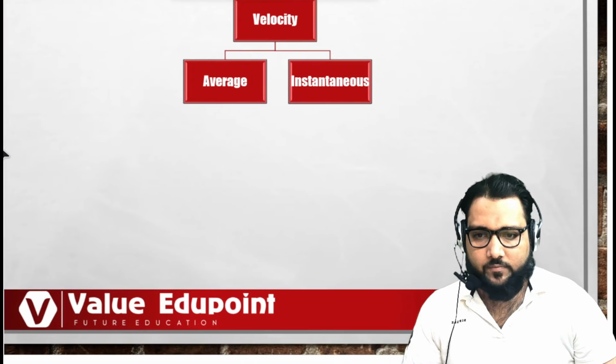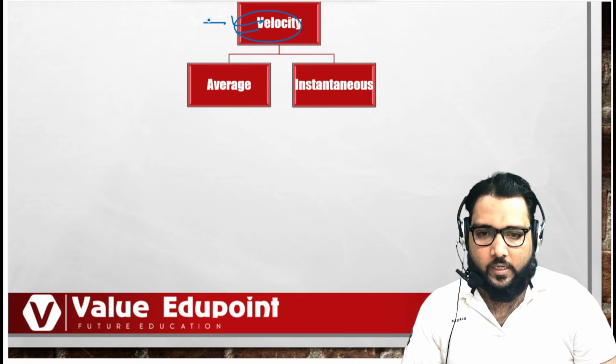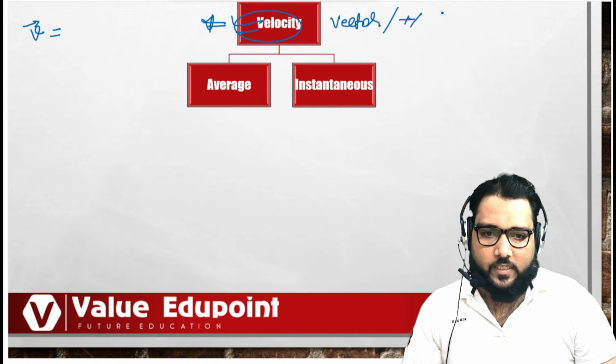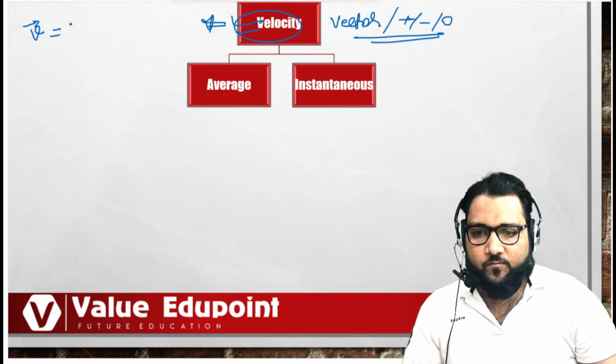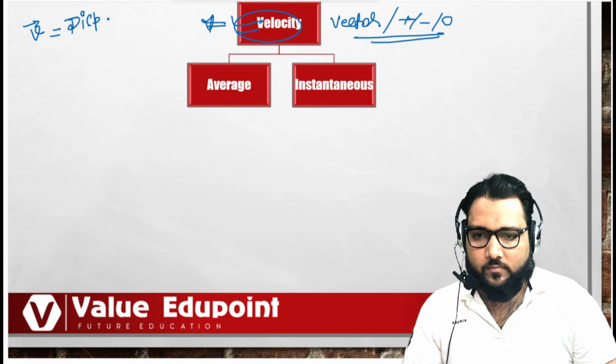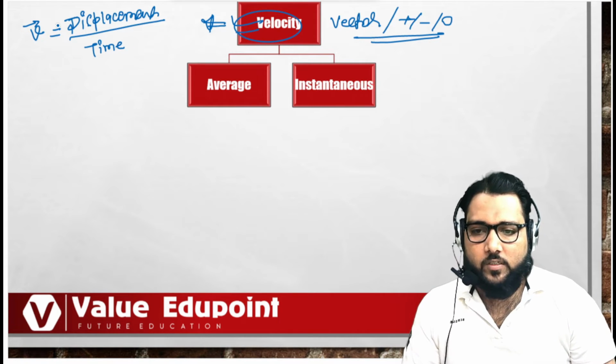Now we will discuss velocity, average velocity and instantaneous velocity. In speed, we write distance upon time. In velocity, first of all, this is a vector quantity. In a vector, there are two things, magnitude and direction, and it can be positive, negative or zero. So the velocity v is equal to total displacement upon time. Is it okay, guys?